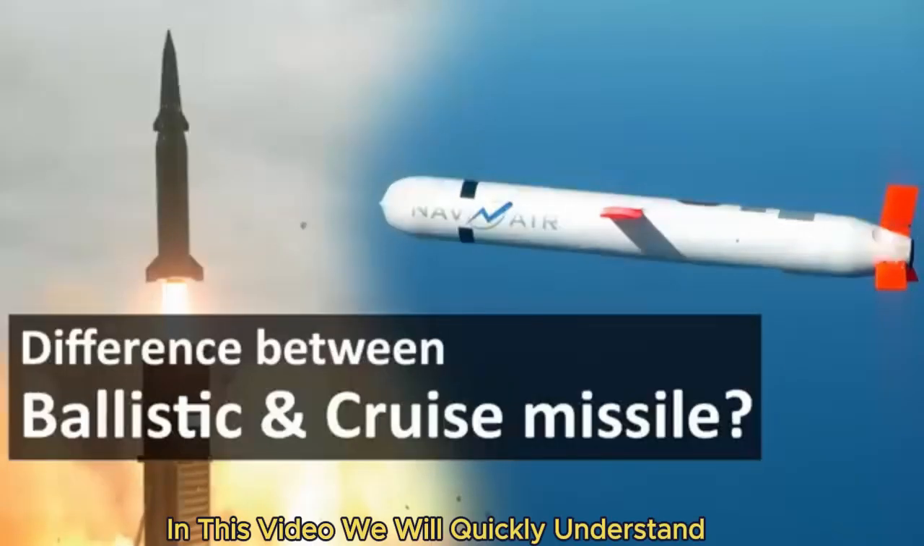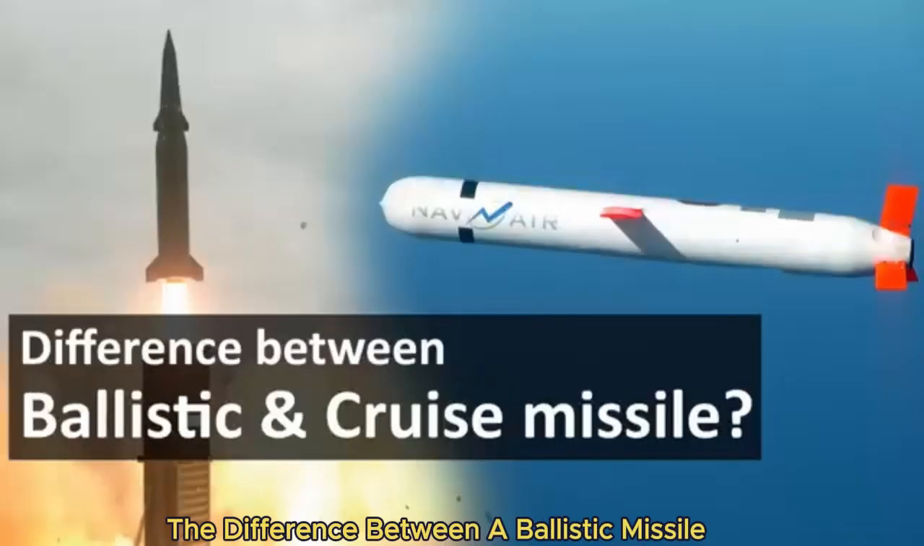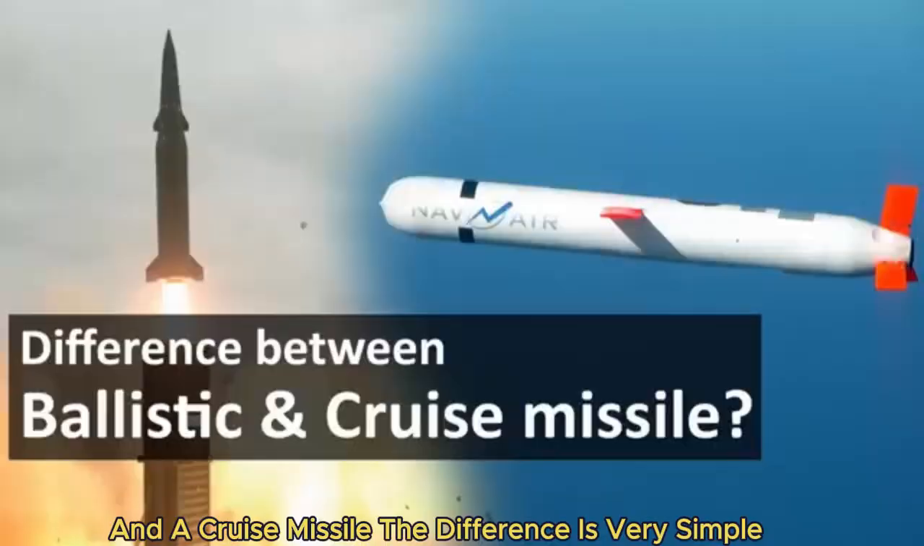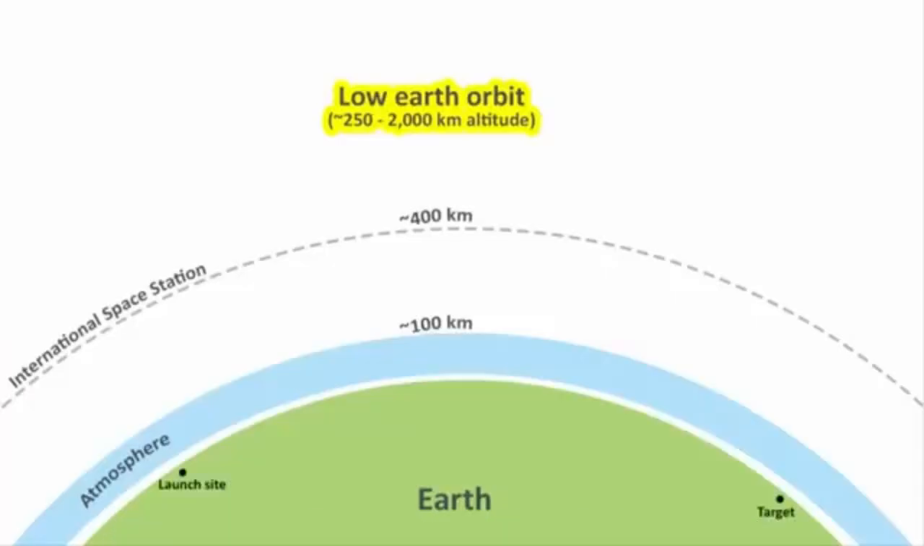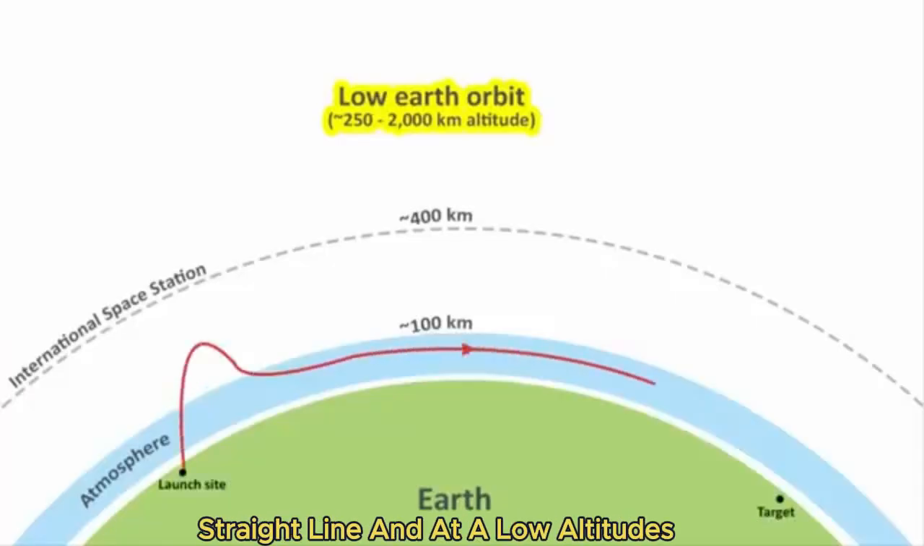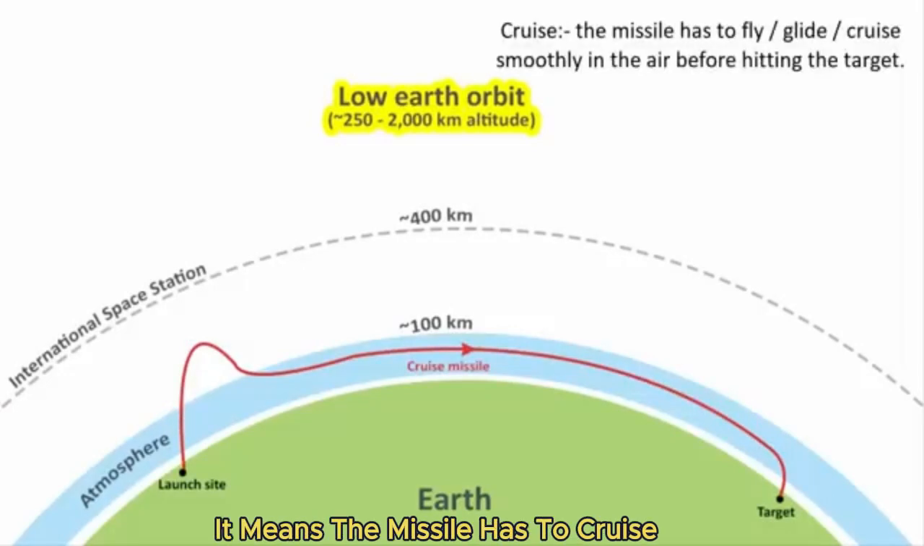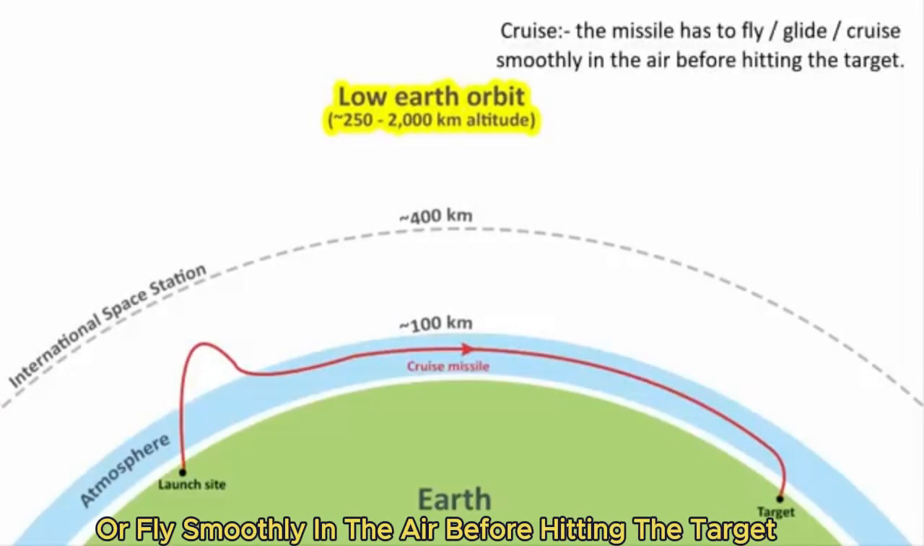In this video, we will quickly understand the difference between a ballistic missile and a cruise missile. The difference is very simple. Cruise missiles fly in an almost straight line and at lower altitudes. Look at the word cruise. It means the missile has to cruise or fly smoothly in the air before hitting the target.